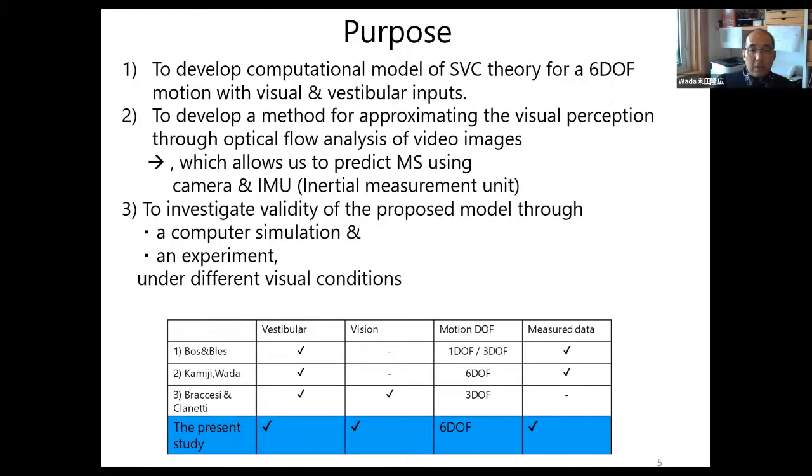The purpose of the present study was to develop a computational model of the SVC theory for six degrees of freedom motion with visual and vestibular input, and to develop a method for approximating visual perception through optical flow analysis of video images, which allows us to predict motion sickness using a camera and IMU, inertial measurement unit, sensors. And to investigate the validity of the proposed model through a computer simulation and an experiment under different visual conditions.